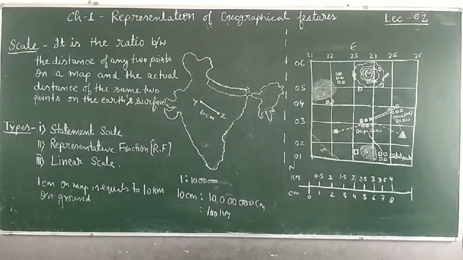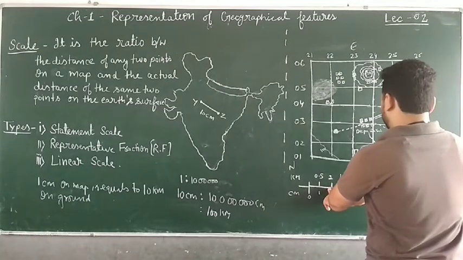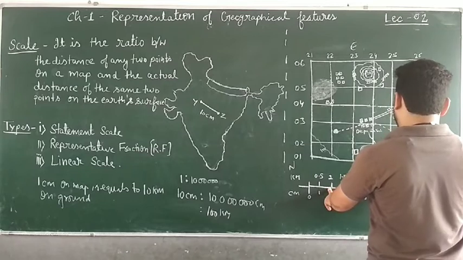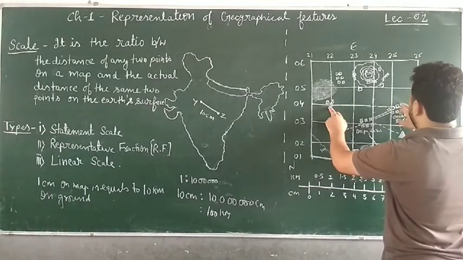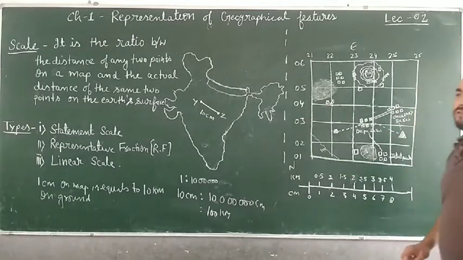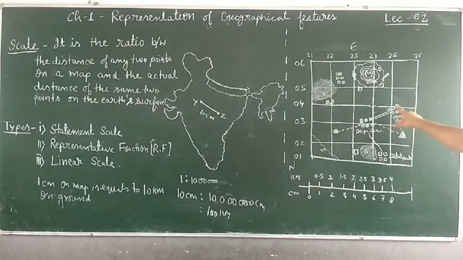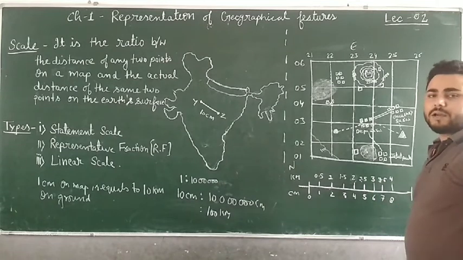Distance will be 1, 2, 3, 4, 5 and 6. 6 centimeter, right? If we measure from here to here, the distance will be 6 centimeter. So 6 centimeter on paper will be equal to 3 kilometer on ground.